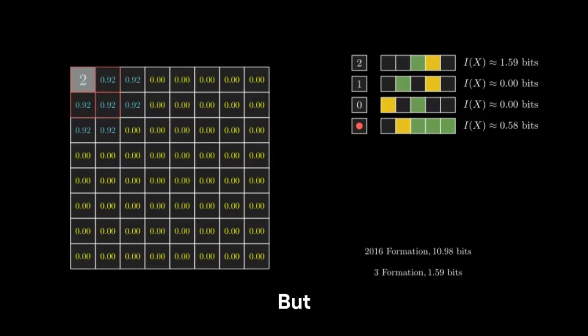But let's say we decide to open the tiles beside it with the expected information of 0.92 bits. If we get the bomb indicator of 2 as well, it gives us 1.59 bits worth of information. Now other tiles will have 0 expected worth of information because, well, it's pretty certain that the bombs are located here.